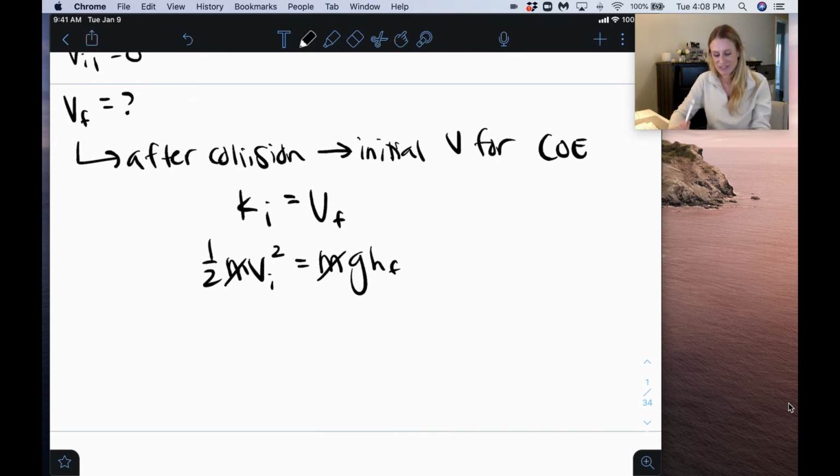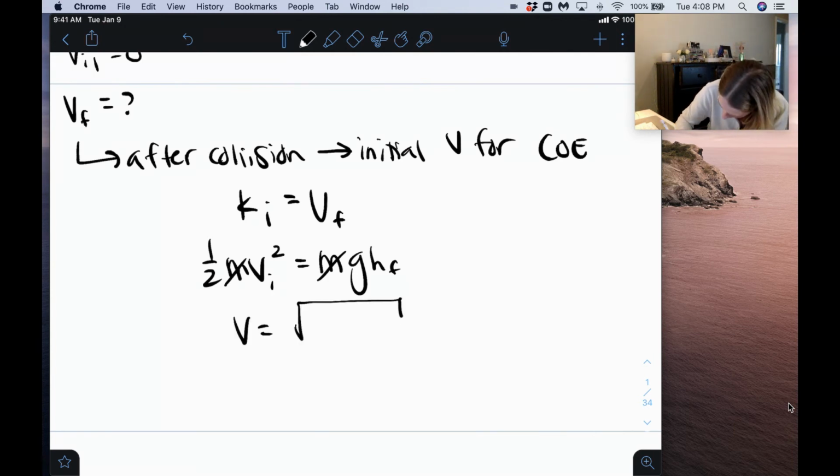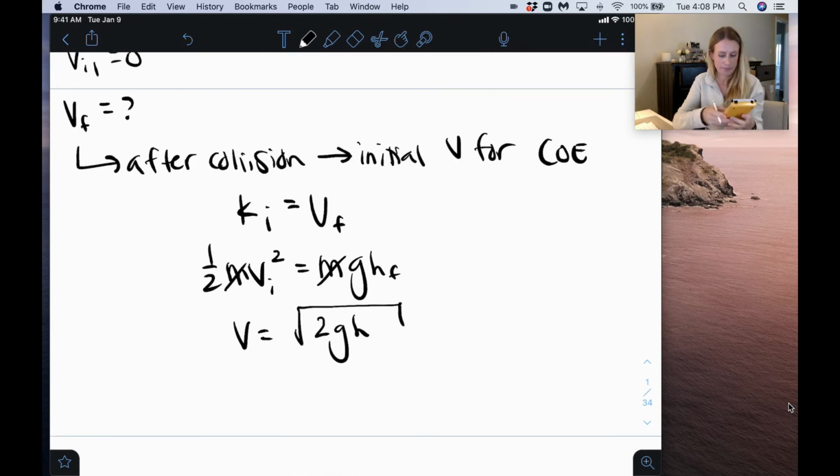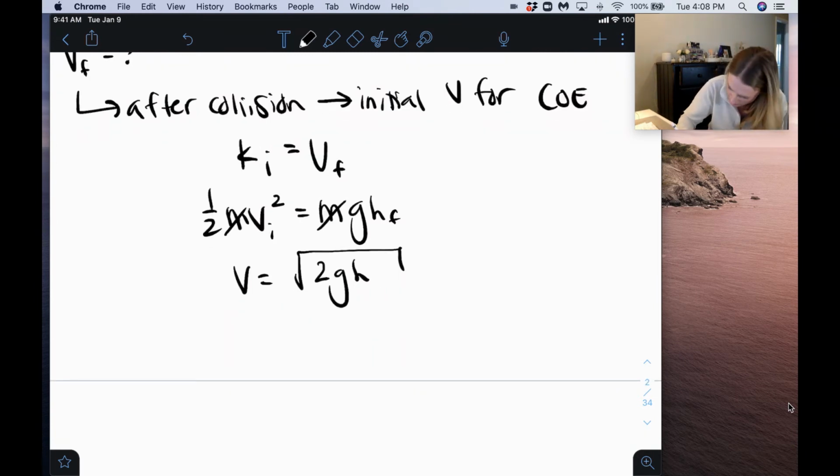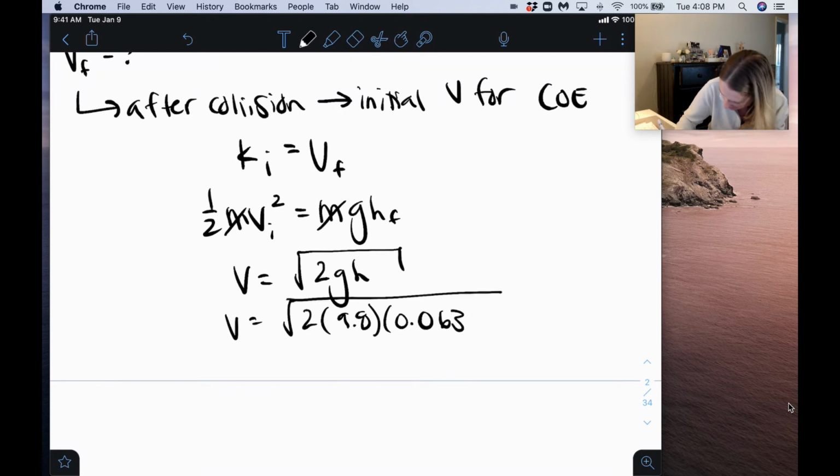If we solve here for velocity, we multiply both sides by 2 and take the square root. I get velocity is equal to the square root of 2gh. G, of course, is 9.8. So we get 2 times 9.8 times 0.063, and then I'm going to take the square root of that. So I end up getting velocity is equal to 1.11 meters per second.